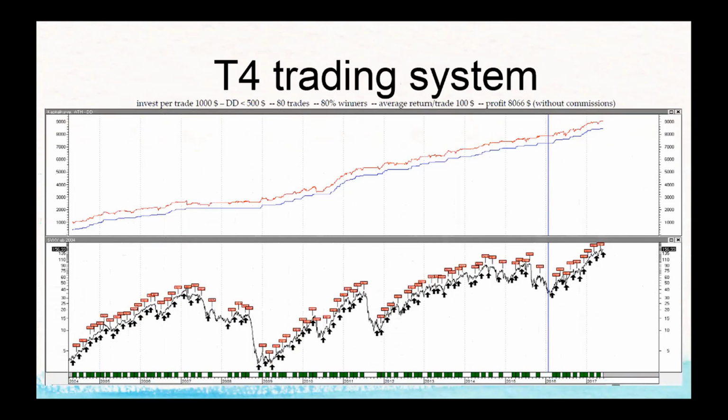This is the system in detail. The invest per trade was $1,000. The drawdown is smaller than $500. 80 trades were made, 80% winners. Average return per trade is about $100. The profit is $8,066, but without commissions.